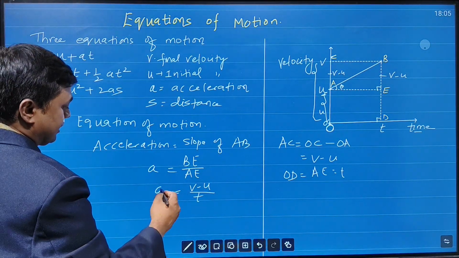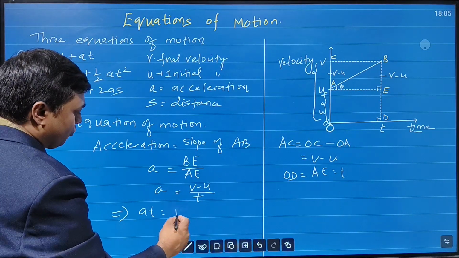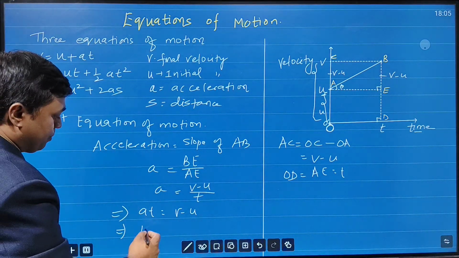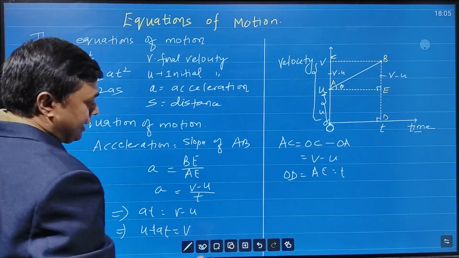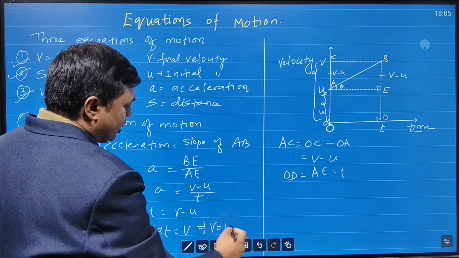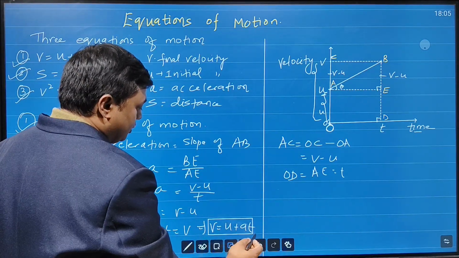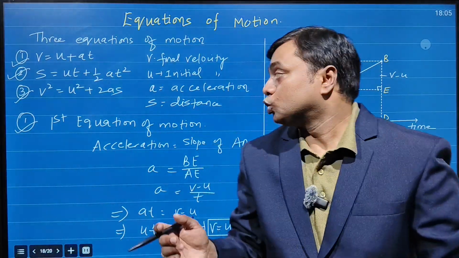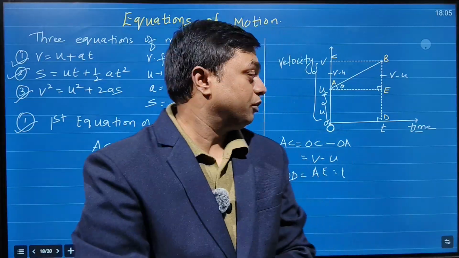This is acceleration: a = (v minus u) / t. If you cross multiply, we can write at is equal to v minus u. Minus u moves to the left hand side, so it becomes plus u. So u plus at is equal to v. Finally we can write v = u + at. This is the first equation of motion. So we found the acceleration by using the slope of the velocity time graph. This is the first derivation, the first equation of motion.